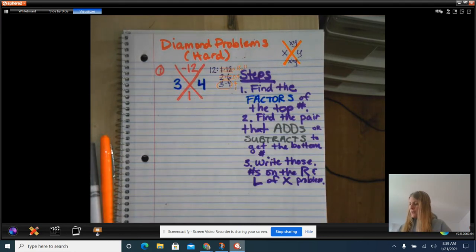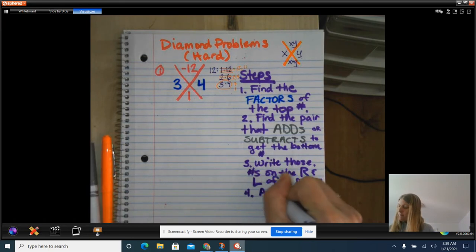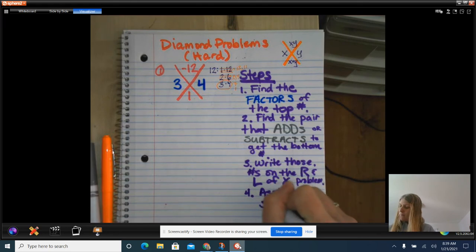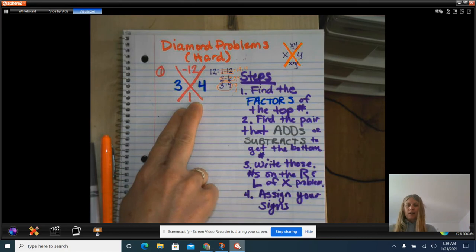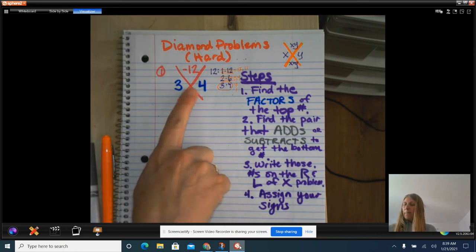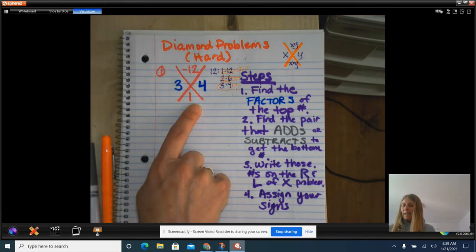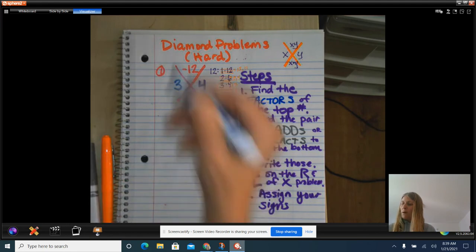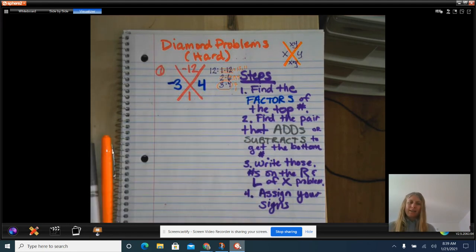Our final step, number 4, is to assign your signs. So I know I add them together. 4 plus 3 is 7. That's not going to do it. If I have 3 minus 4 and make that a negative 4, that's going to be a negative 1. But I need it to be a positive 1. So I know to get a positive 1, it's going to be 4 minus 3. And so that, ladies and gentlemen, is our answer for this diamond problem.